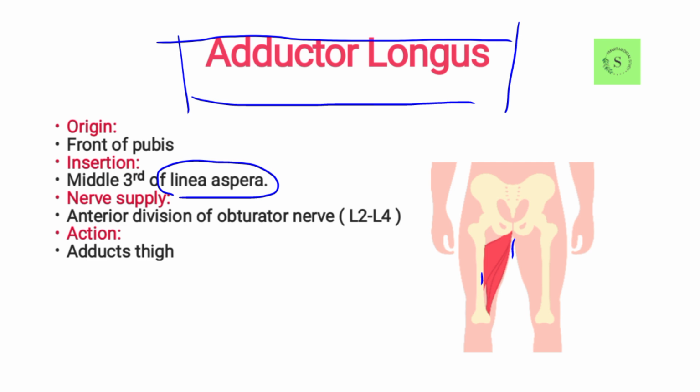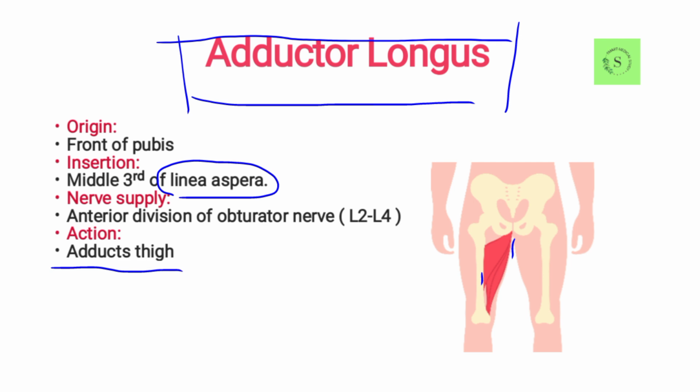Okay, so adductor longus origin is the front of the pubis where it remains fixed, and it is inserted into the middle third of linea aspera where the insertion takes place and the movement from the insertion takes place. And for all the adductors of the thigh, the function of the adductors is to adduct the thigh.